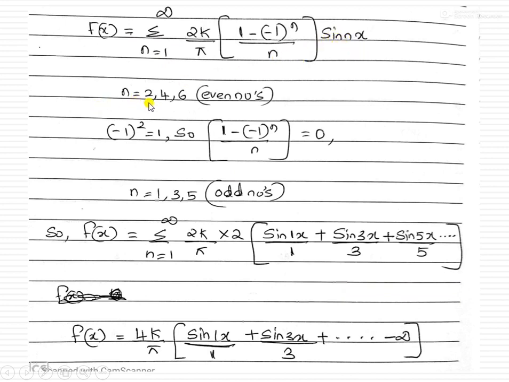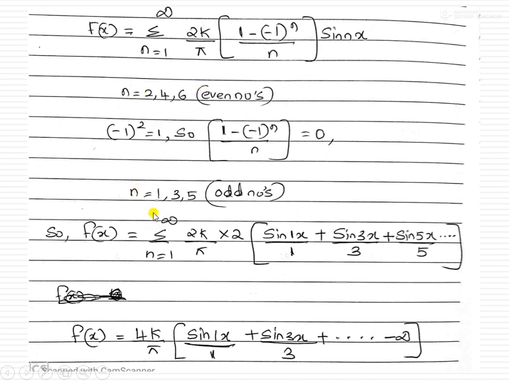Even if we substitute n equal to 2, 4, 6, that is even numbers, we already know that minus 1 squared equal to 1. So the term 1 minus minus 1 raised to n by n equal to 0. So f of x equal to 0.